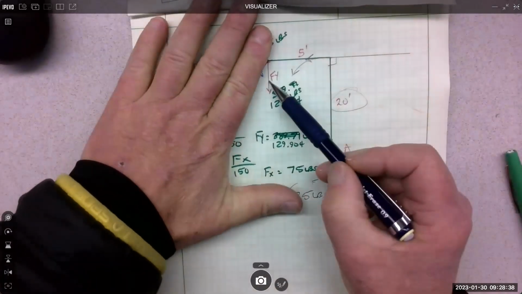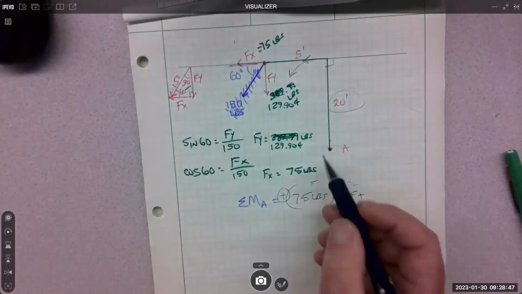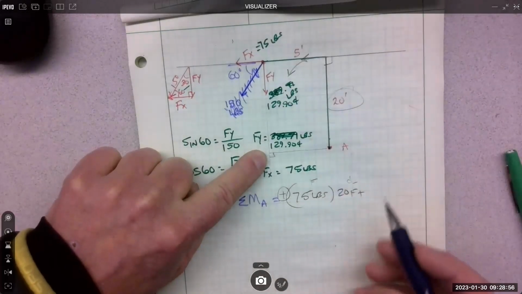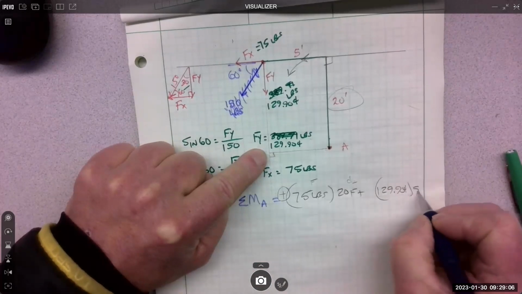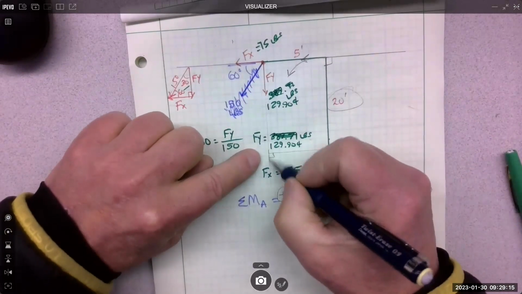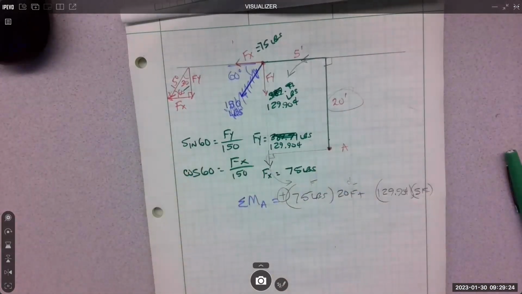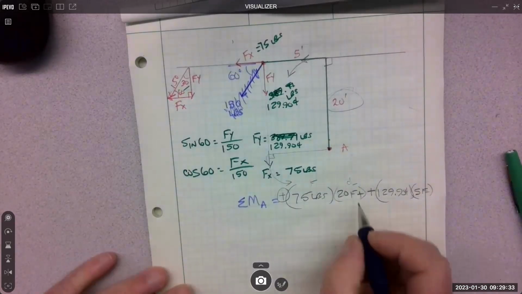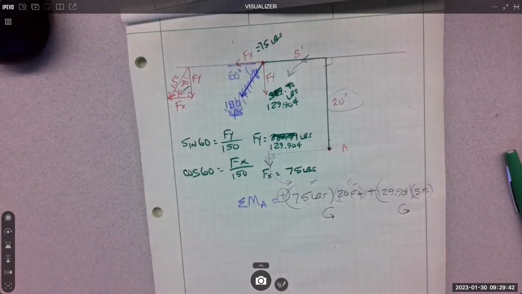We don't look at anything else. We just look at FY. We draw its line of action, nice and long, right? And find the perpendicular distance right there. That's the perpendicular distance. 5 feet, exactly. So it is 129.904 times 5 feet. Now I need the rotation. So I'm going to take FY, I'm going to slide it right down here. I'm going to put it there. Tie a string, yep. And it goes positive. This is feet plus. So we have this moment doing this. We have this moment doing this. They're both positive.